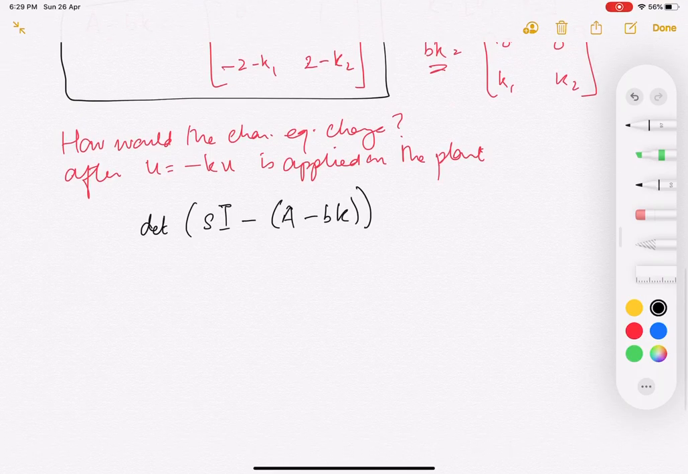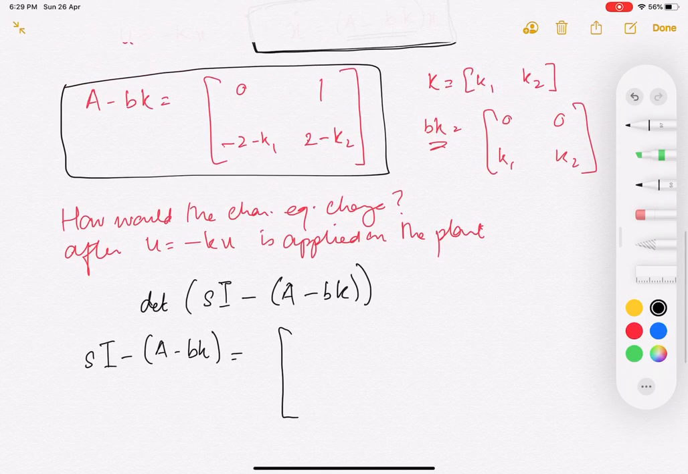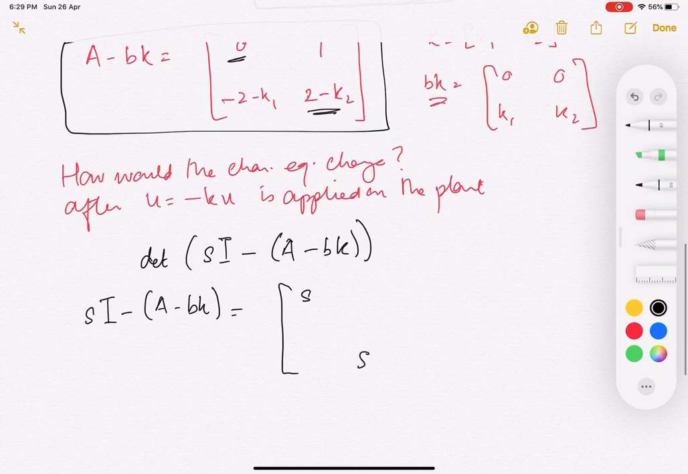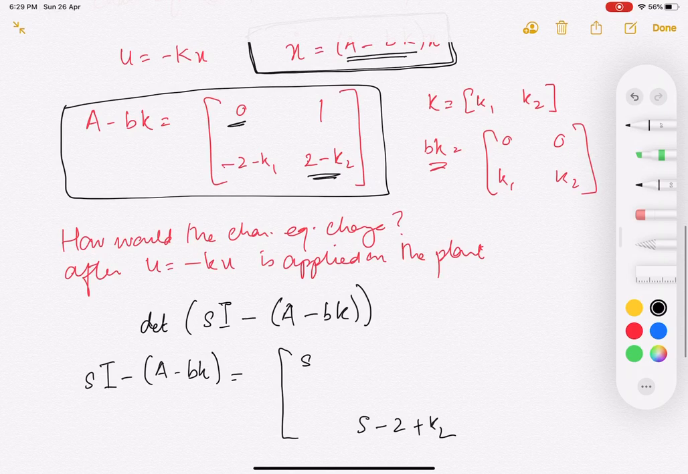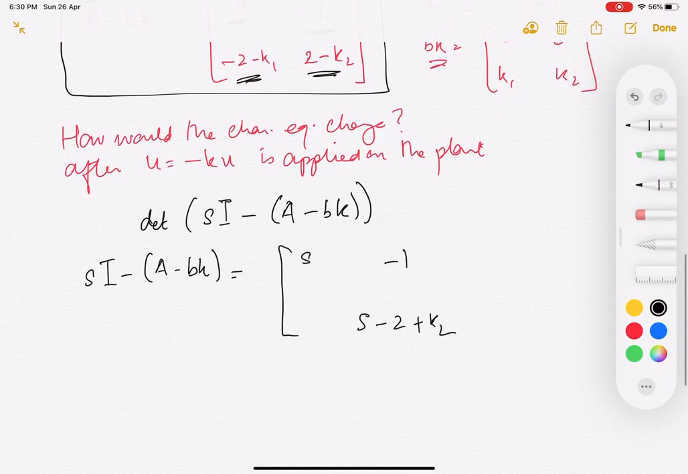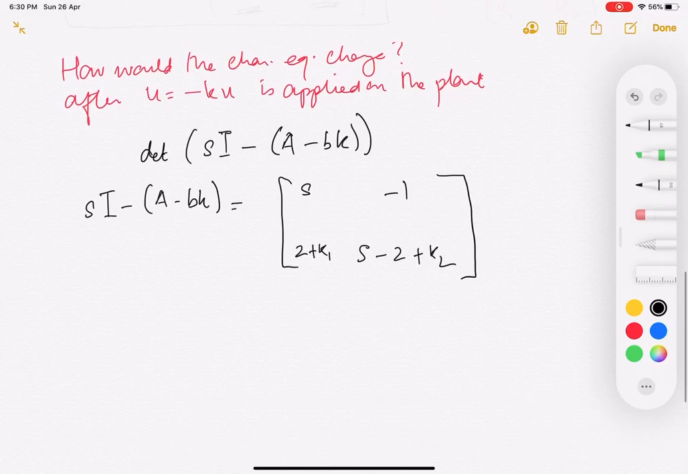Now this is not very difficult to do. Still, I'll do this here. sI minus A plus BK would be, now look at this: you have s minus this and s minus this here. So you have s here, and then s minus 2 plus k2, and then you have minus 1 here and 2 plus k1 here. So this is your sI minus A plus BK.